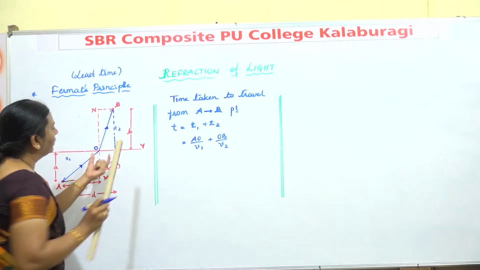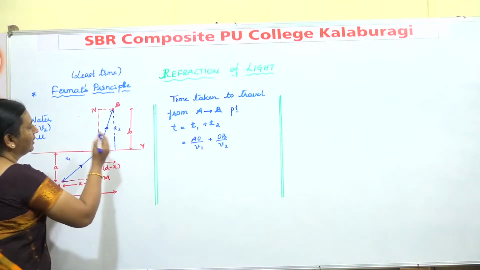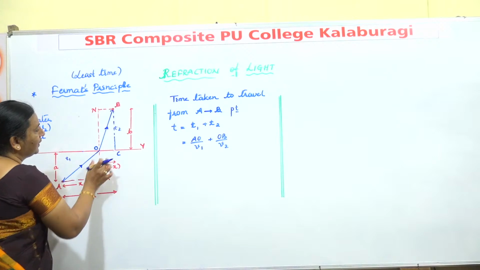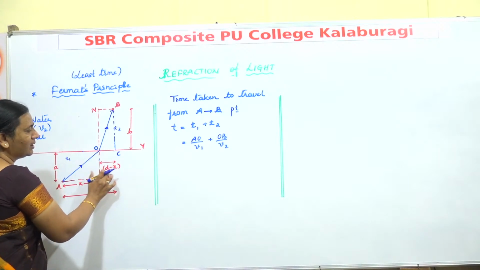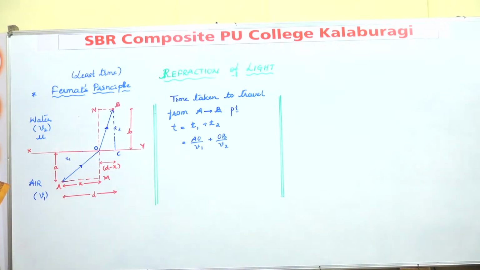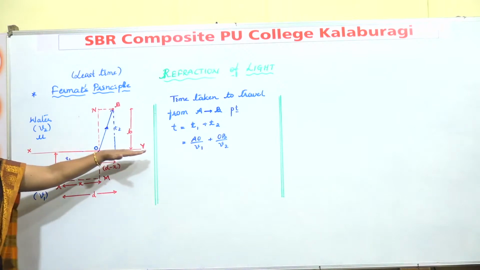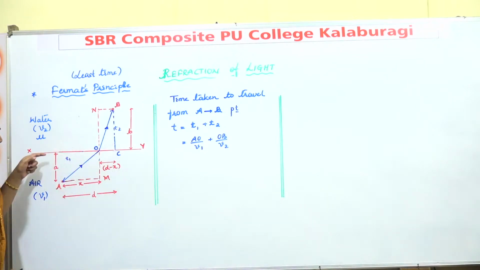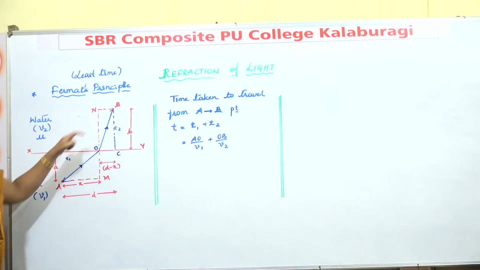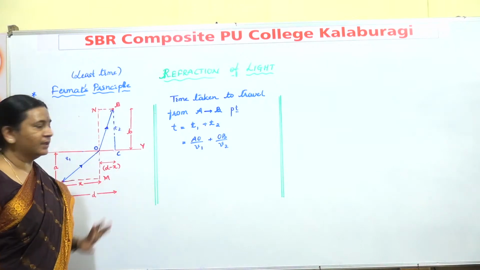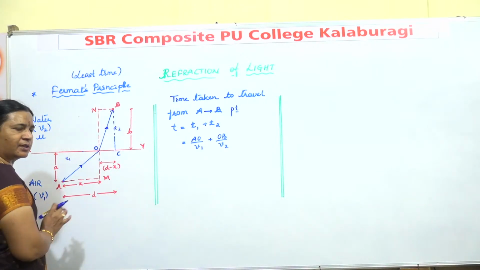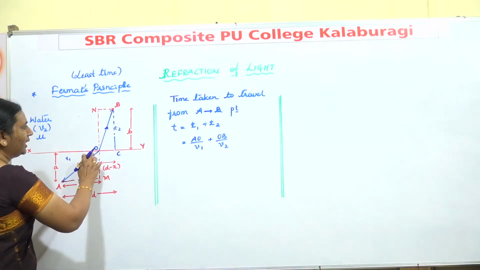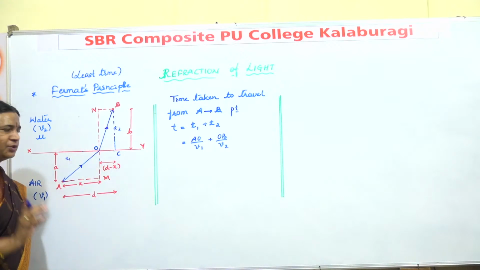this distance becomes how much? Let me call it point C. So OC distance became D minus X. And from the interface I have taken the perpendicular distance of A as a, and of B as b. So using simply Pythagoras theorem, you can write your AO and OB, children. That much I write directly.